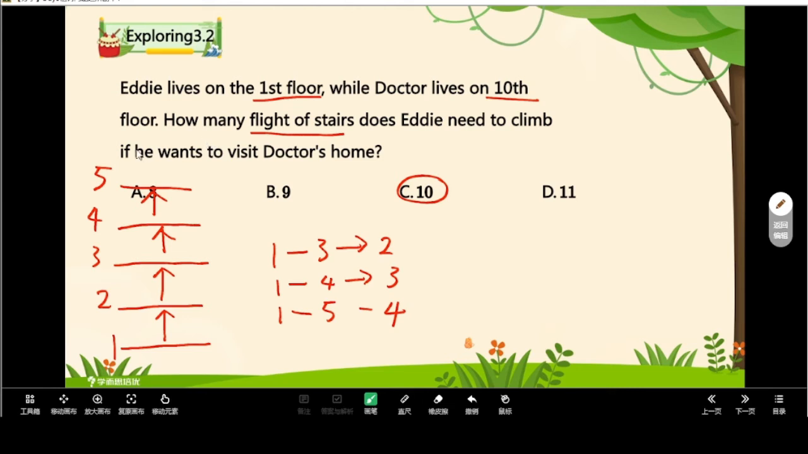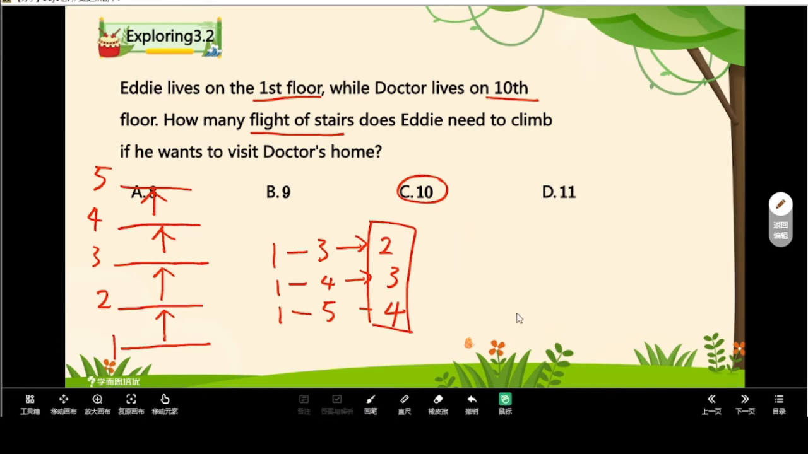Do I still have any space for me to continue drawing to the 10th floor? No more space, and it is too time consuming. So how can I do? We need to find the relationship between the number of stairs and the number of floors. So let's see. Which one is less? Yes, the number of floors is less than the number of stairs. By how many? By 1.